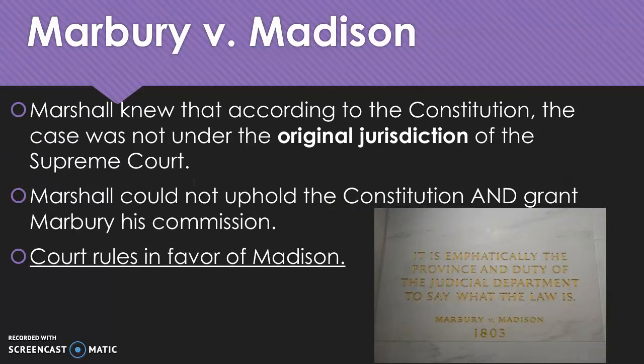However, Marshall knew that there was nothing in the Constitution that said that the Supreme Court could jump in and take what we call original jurisdiction away from the state of Virginia, from where that initial appointee should have received his commission. So Marshall says he cannot grant Marbury his job and uphold the Constitution, because if he did that, he would effectively be doing a job of the executive branch and of the judicial branch. So the court rules in favor of Madison.